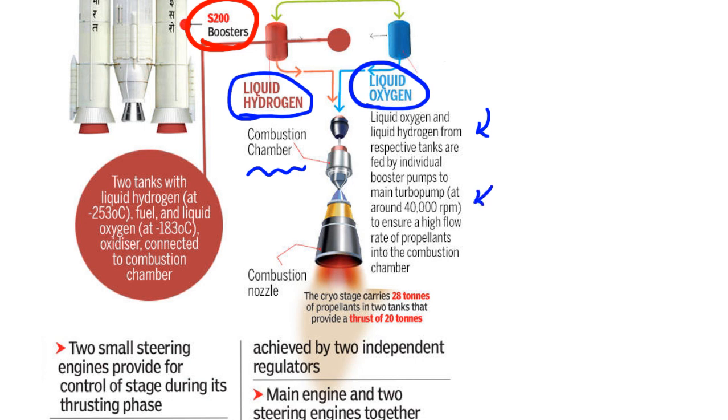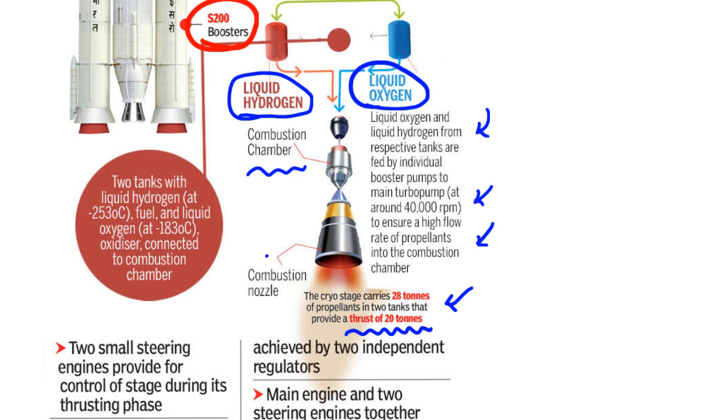40,000 rpm. Clear? Rpm means revolutions per minute. Okay, 40,000 revolutions per minute to ensure a high flow rate of propellants into the combustion chamber. This liquid hydrogen and liquid oxygen has to be sent to the turbo pumps at 40,000 rpm, where the combustion actually takes place. Clear? The cryogenic stage carries 28 tons of propellants in two tanks that provide a thrust of 20 tons. Clear? The thrust is 20 tons.